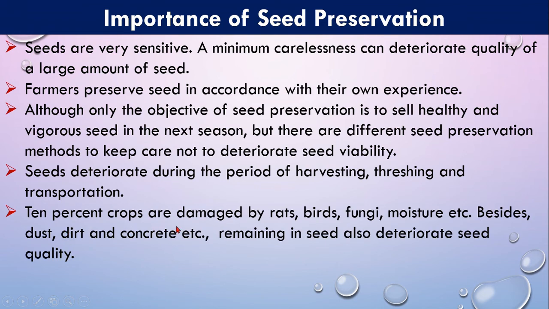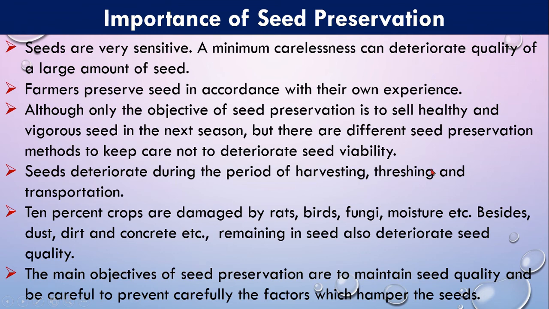And then 10% of crops are damaged by rats, birds, fungus, moisture, etc. Besides, dust, dirt and concrete remaining in the seed also deteriorate seed quality. The main objectives of seed preservation are to maintain seed quality and to carefully prevent the factors which hamper the seeds. The summary of the importance of seed preservation is: if we preserve the seed for personal use or commercial use, the main objective is to preserve it and maintain the quality in future.